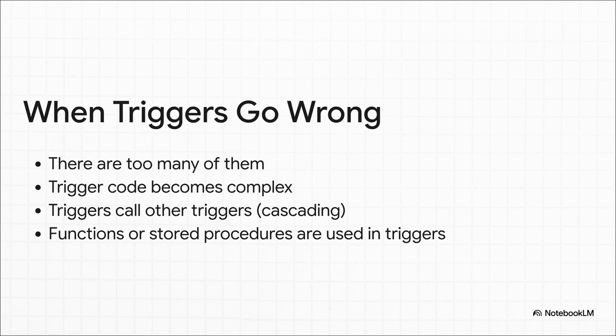And this danger just explodes in a few specific scenarios. When you just have way too many triggers. When the code inside them gets super complex. Or, and this is the big one, when one trigger causes another trigger to fire, creating these wild, unpredictable cascading effects. It gets even worse when they start making calls across different servers or contain complex functions. This is how you build a fragile, unpredictable system just waiting to fall over.